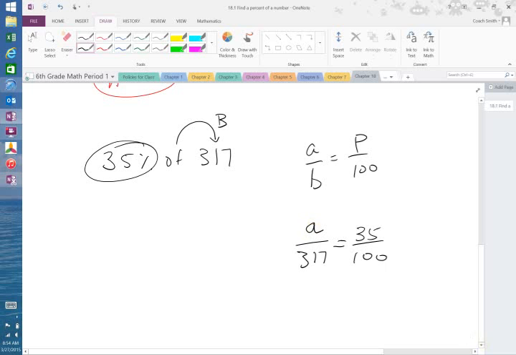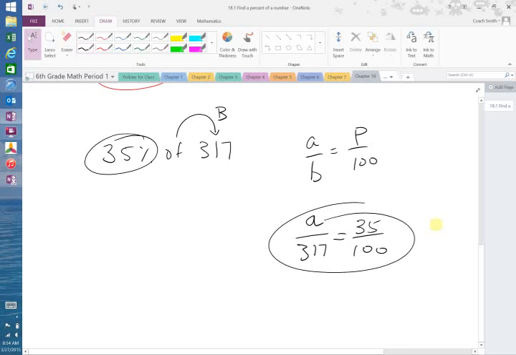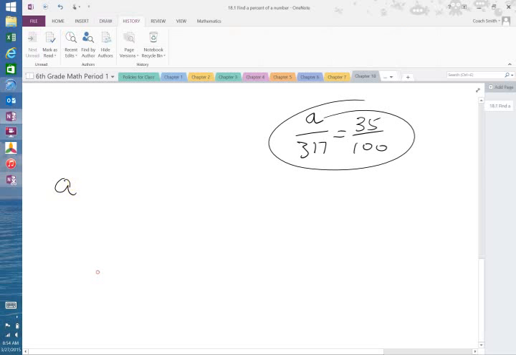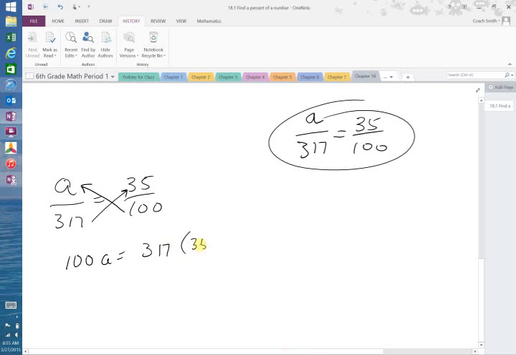This is our A that is missing. That goes on one of your whiteboards. Then the group solves that, so the group is going to be on your notes. And you multiply. You cross multiply. That gives me 100A equals 317 times 35.